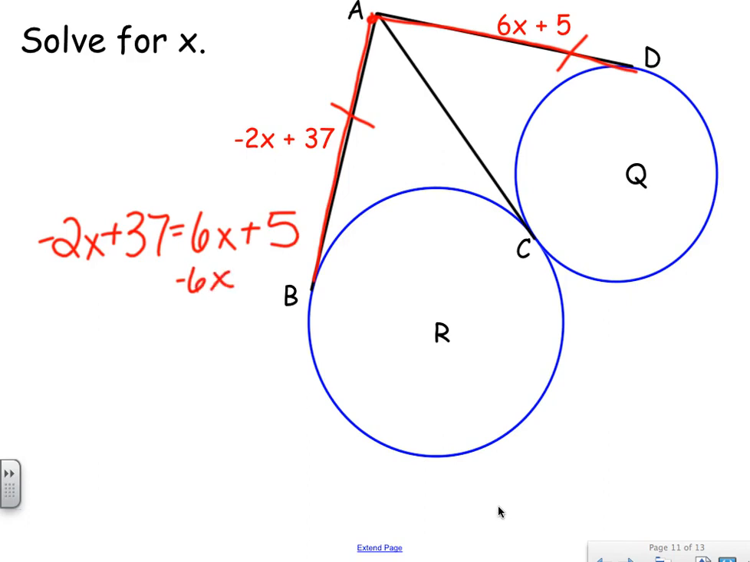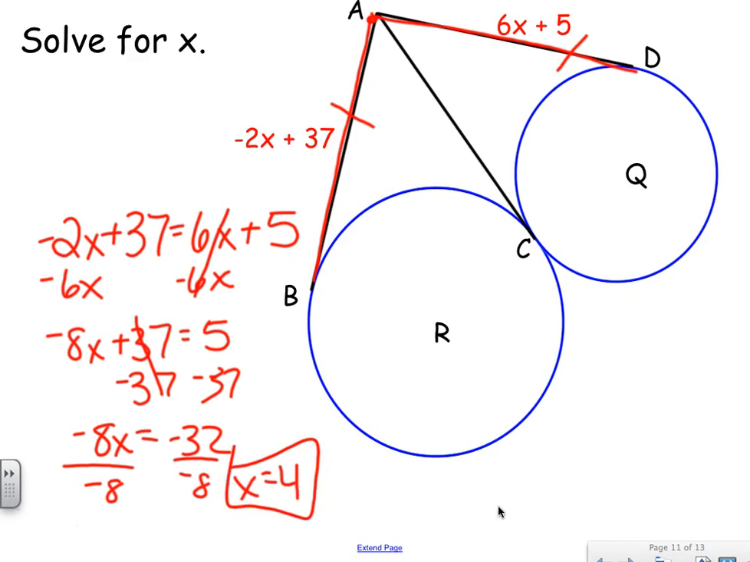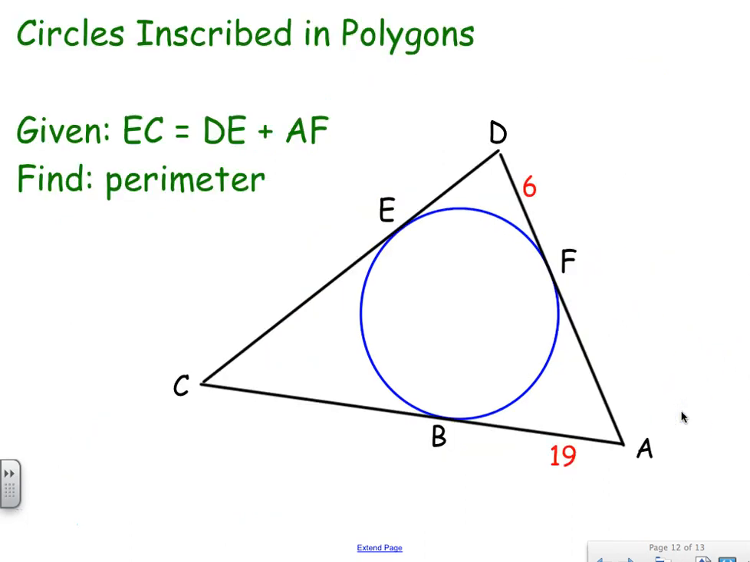Let me subtract 6x on both sides, because I've got variables on both sides. Negative 4x plus 37 equals 5. Subtract 37. Negative 4x is going to equal negative 32. Divide by negative 4. And x should be 8. Okay? So again, if you've got two tangent lines that meet outside of a circle, they are going to be congruent. All right. Well, why don't you try this one on your own?